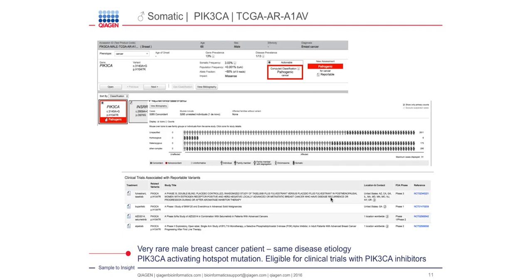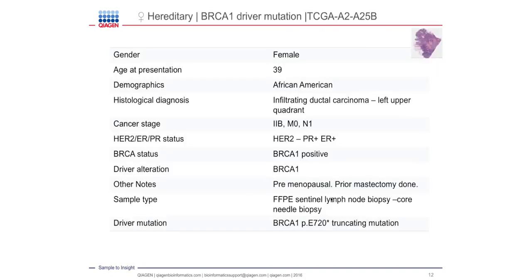Now, we have seen two different somatic cases with PIK3CA, one woman, one male. What we thought we would do for the next two is to look into what people will think of as the more classic cases of breast cancer, where we are going to look at two different inherited breast cancer cases, one in BRCA1 and one in BRCA2. So the first one is a case in BRCA1. BRCA1 variants are typically more seen in women that are not Caucasian.